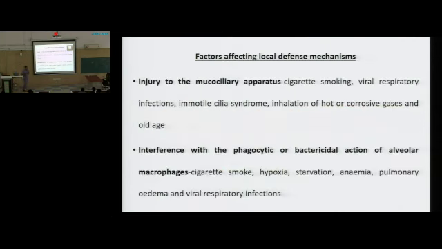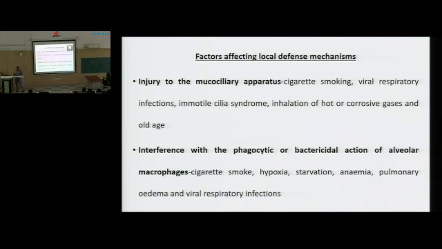So why does this infection or this pneumonia occur? Because there are certain factors that hamper the normal body defense mechanisms. That's why these patients are prone to the development of pneumonia. So what are the factors? That can be due to the injury to the normal mucociliary apparatus, right? Because if the normal mucociliary apparatus does not work, whatever bacteria, virus or fungi we are inhaling through the air, they cause infection.